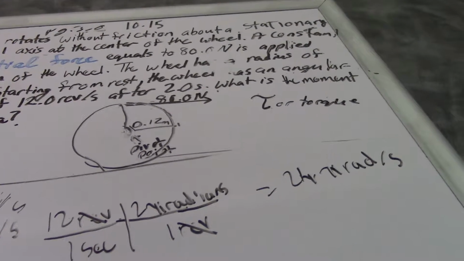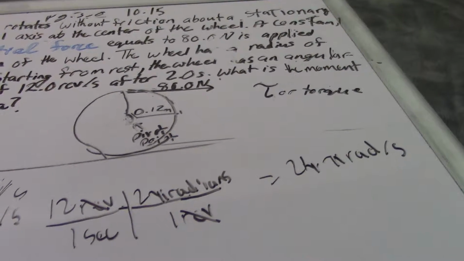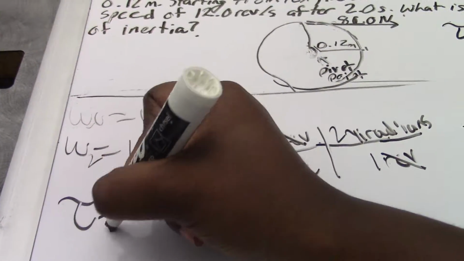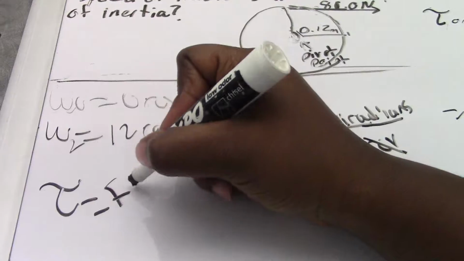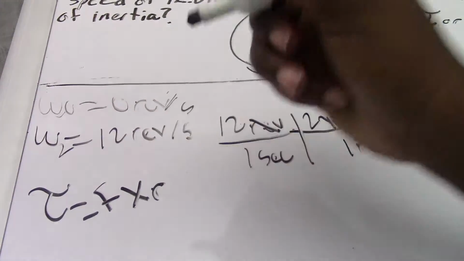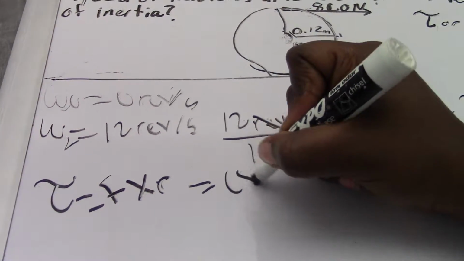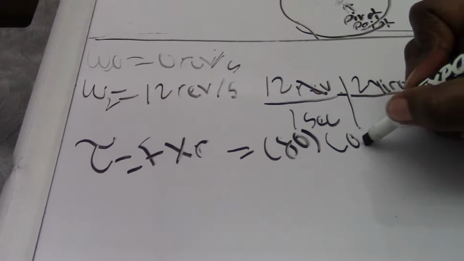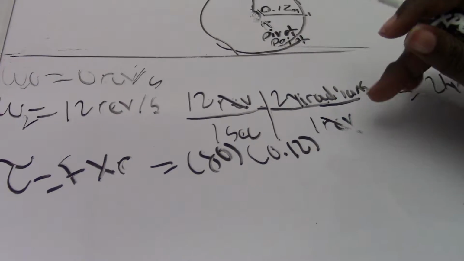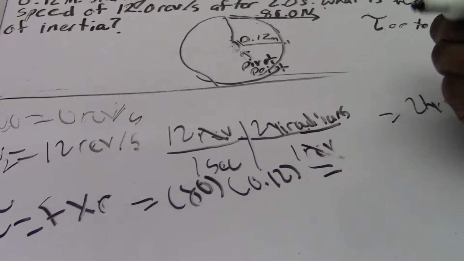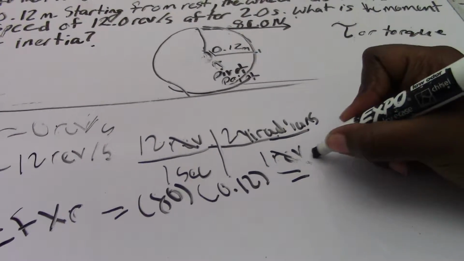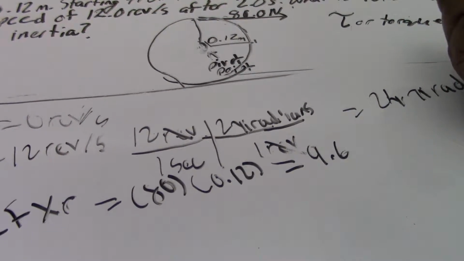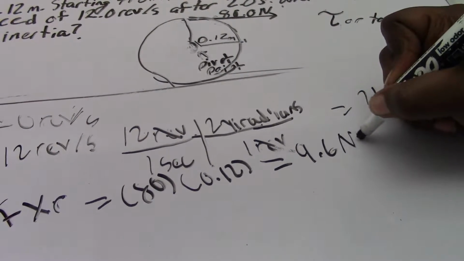And so we're going to find our torque, because I mentioned earlier that this problem includes torque. Torque is equal to the tangential force times the radius. The tangential force is going to be 80, the radius is going to be 0.12 meters, and so the torque is going to be 9.6 newton meters.